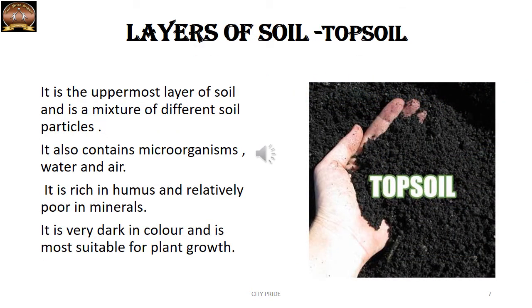The next layer is the topsoil. The layer below the organic layer or humus is the topsoil. It is the uppermost layer of soil and is a mixture of different soil particles. It also contains microorganisms, water, and air. It is rich in humus and relatively poor in minerals. It is very dark in color and is the most suitable for plant growth. You will see that most of the time the topsoil is used to grow plants.